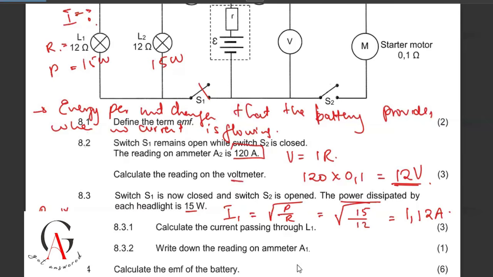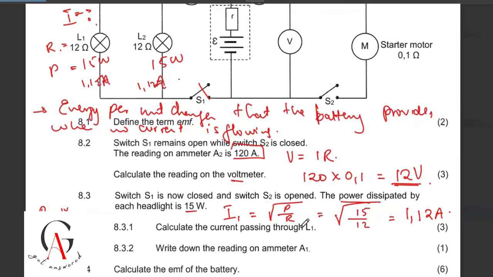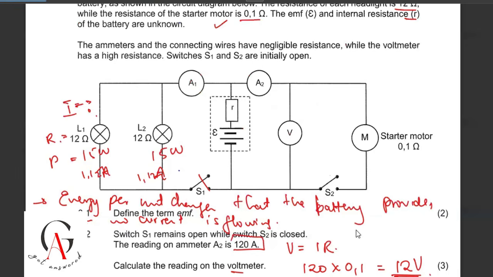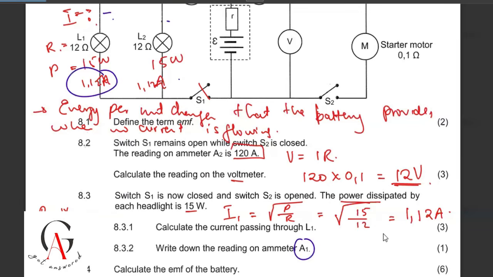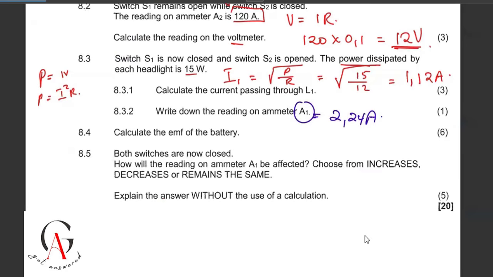So if this is 1.12 amps, even here it should be 1.12 amps, since the lamps have the same resistance. Then write down the reading of A1. Which position is A1? A1 is here, collecting all the current from the two. So it's going to be 1.12 times 2, which becomes 2.24 amps. And then 8.4, they want us to get the EMF of the battery.